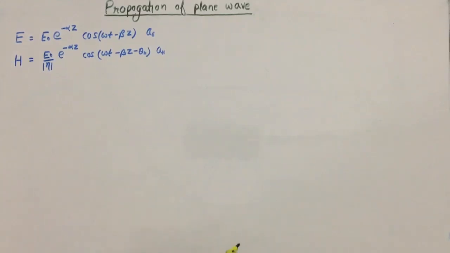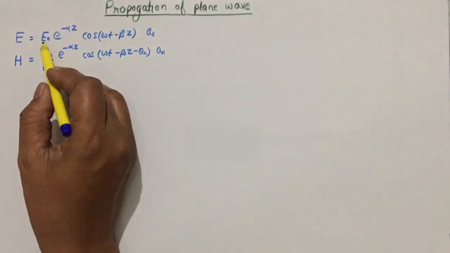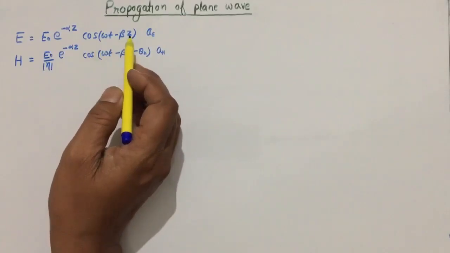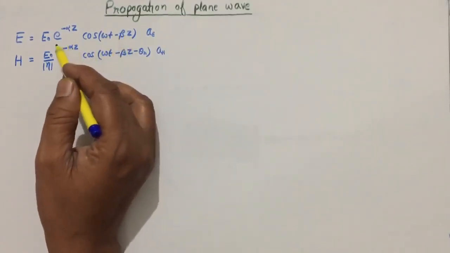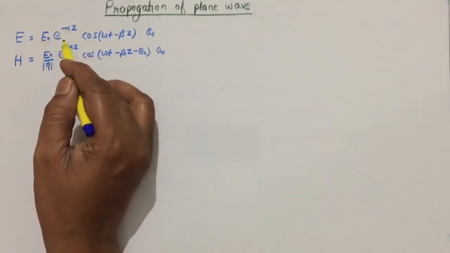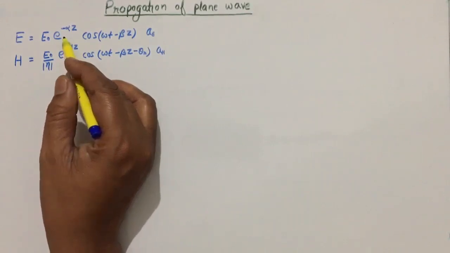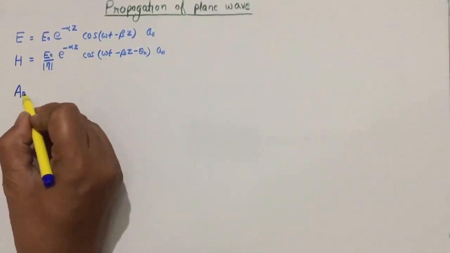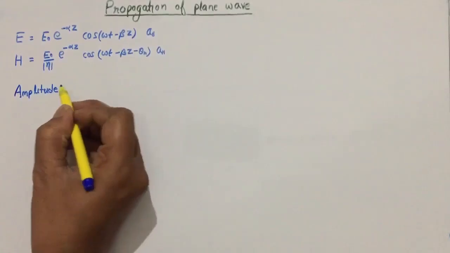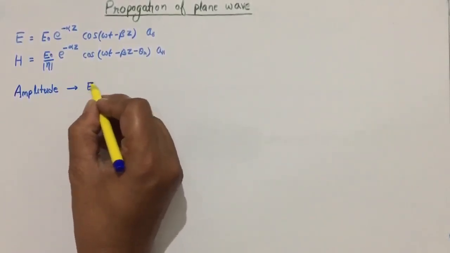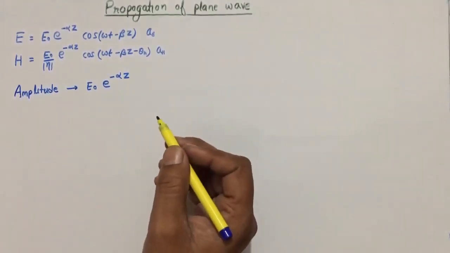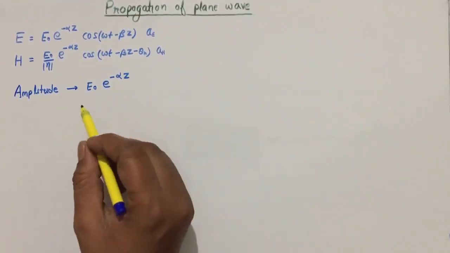And from the electric field component of the wave we find this is the amplitude which is varying sinusoidally. So the electric field component amplitude is E naught e to the power minus alpha z. So from here we can say the amplitude of the wave is E naught e to the power minus alpha z. Let us analyze this.